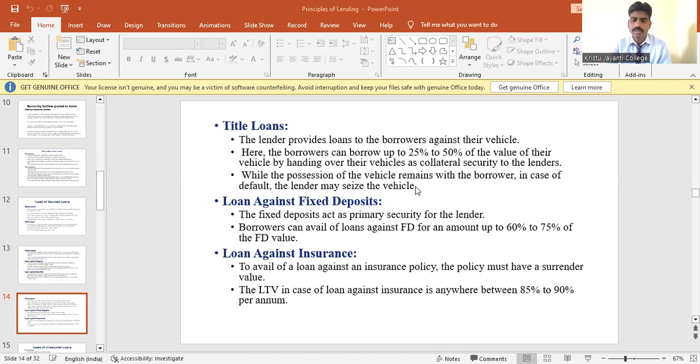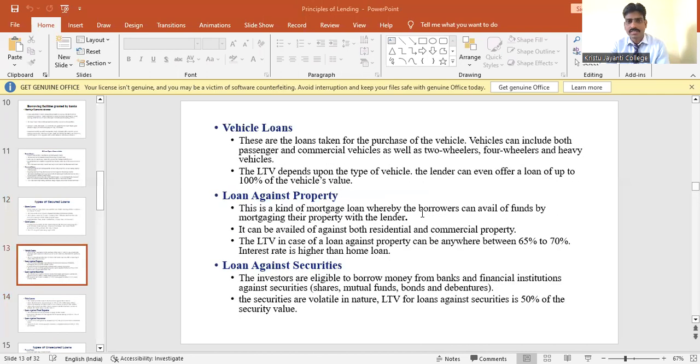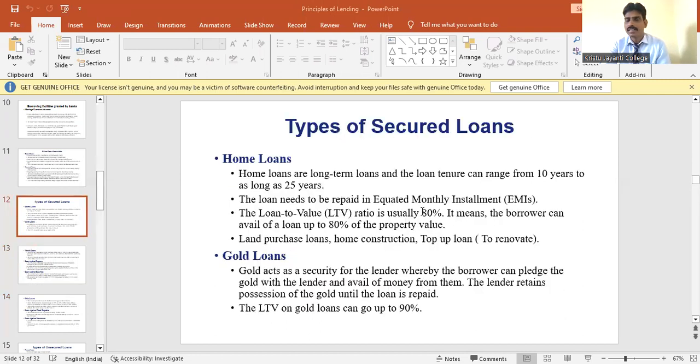In secured loans, we usually think that only assets and land can be used as securities. But here we can use the RC book, the vehicle registration book, any fixed deposit, insurance policies, shares, mutual funds, and debentures. These can also be used as securities, and we can avail the loan from the bank. So these are the examples of secured loans.